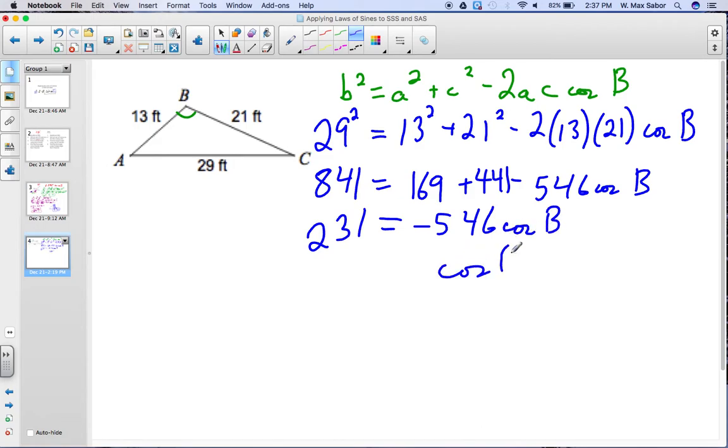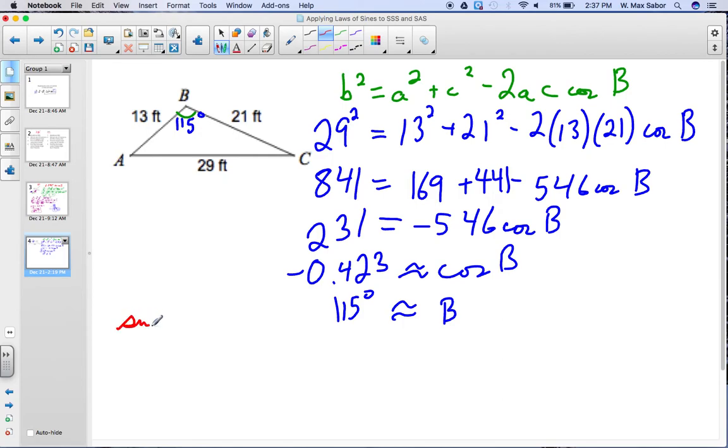Divide to get that this is approximately negative 0.423. And then b is approximately 115 degrees. So now we have one angle, the largest angle. Once we have the largest angle, we can be confident that all the other angles are acute. So we can just use the law of sines for the next one. It doesn't matter which one you use it on. I'm going to use it on angle A.